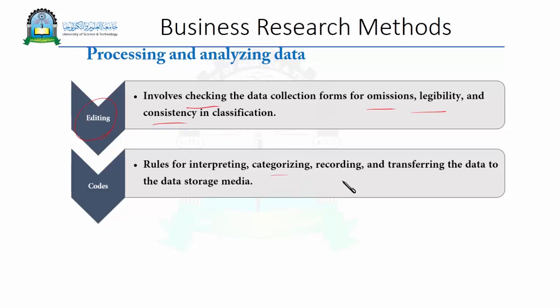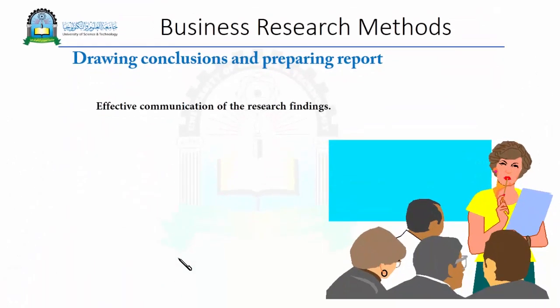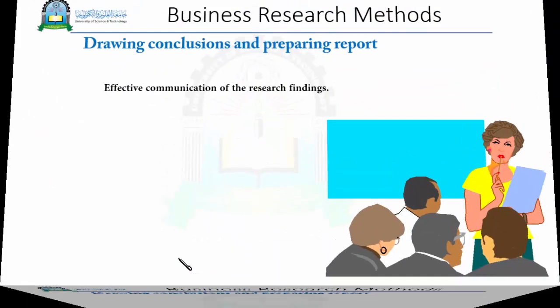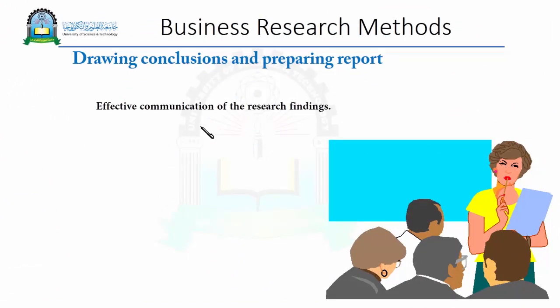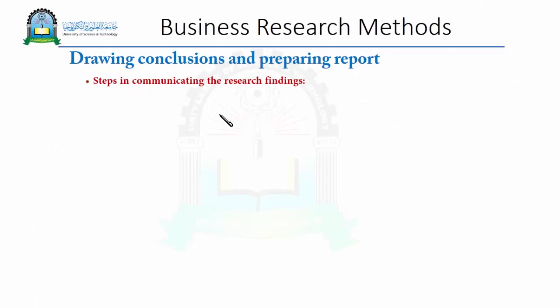So rules of interpreting, categorizing, recording, transferring the data into these software, and then do the data analysis, which is analyzing the data following the techniques which are suitable for that objective or this objective. So the application of reasoning to understand the data that have been gathered. The last thing is drawing the conclusions and preparing reports. So effective communication of the research findings is summarizing this step in the research process.